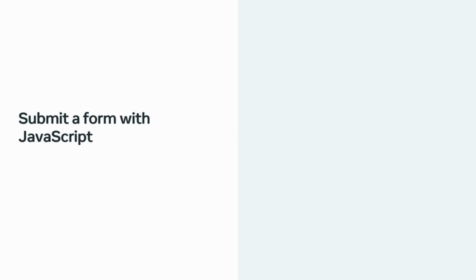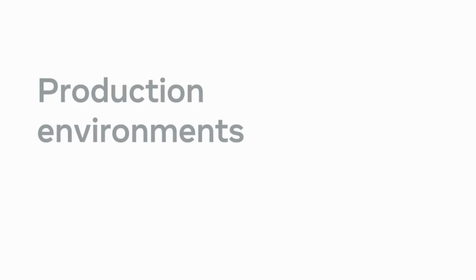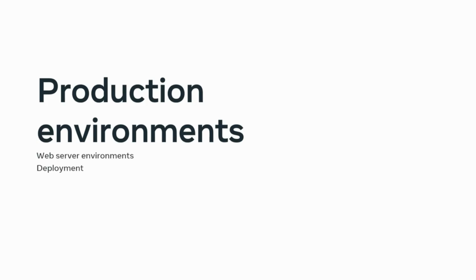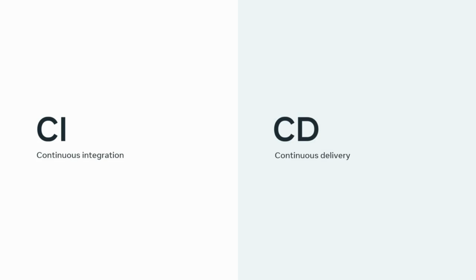These are important to review for the final project. The last module before the final project was about production environments. This included learning about web server environments and the concept of deployment, which is the process of uploading code and data to servers. Here you learned about 2 important concepts: CI, or continuous integration, which imitates the production environment and runs tests, and CD, or continuous delivery, which is the uploading process.